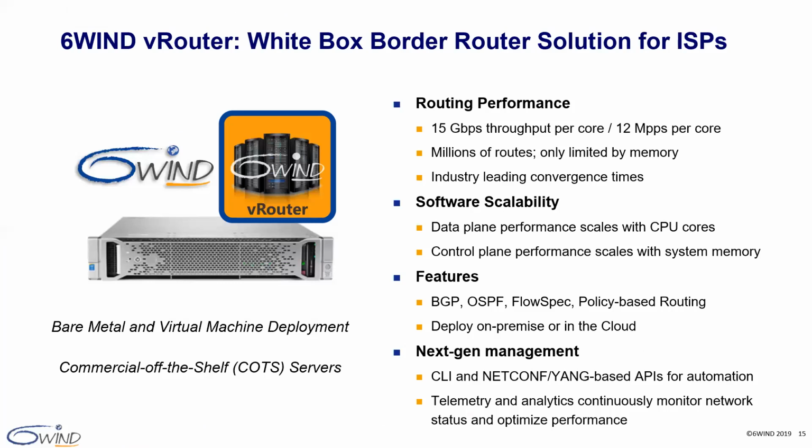So we've just seen how our vRouter solves ISPs' challenges for industry-leading performance, software scalability, features, and next-generation management for their border router use cases. It's ready to deploy today on your existing Intel-based servers. For customers transitioning from proprietary hardware routers to a white box strategy, you have many server options to choose from. And now you've seen some powerful examples of customers who have successfully made the transition to 6WIND vRouters.